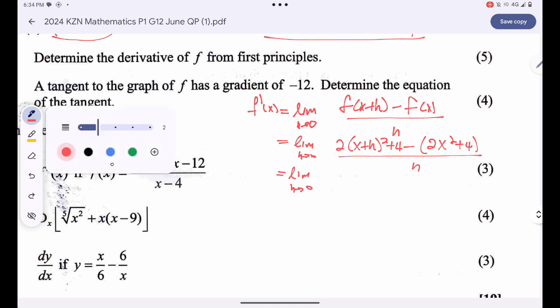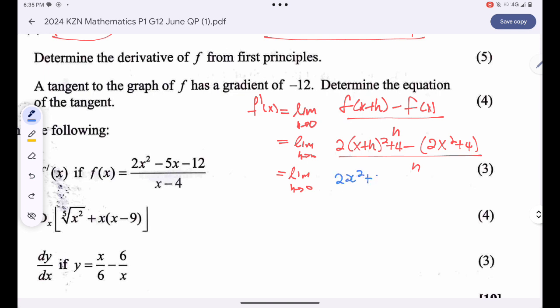Now you can simplify. You can open the two brackets over there and multiply them out. You'll end up having 2x squared plus 4xh plus 2h squared plus 4 minus our f of x, which will lead us into negative 2x squared and minus 4. This entire thing is divided by h. Limit as h approaches 0.